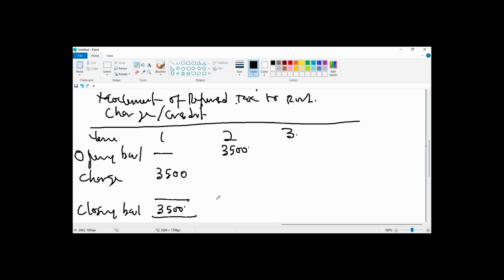What do we close with in year 2? 5125. So it's also increasing. It's a charge. Charge of how much? 5125 minus 35, 1625. Then we have 5125 and we have 5344. Is it a charge or credit? A charge. Charge of how much now? 219.